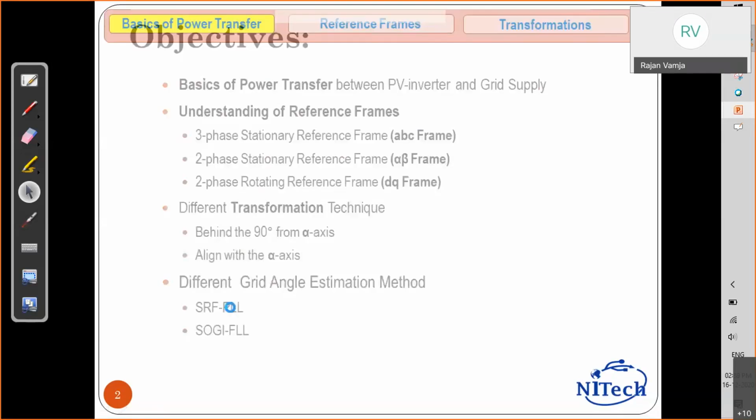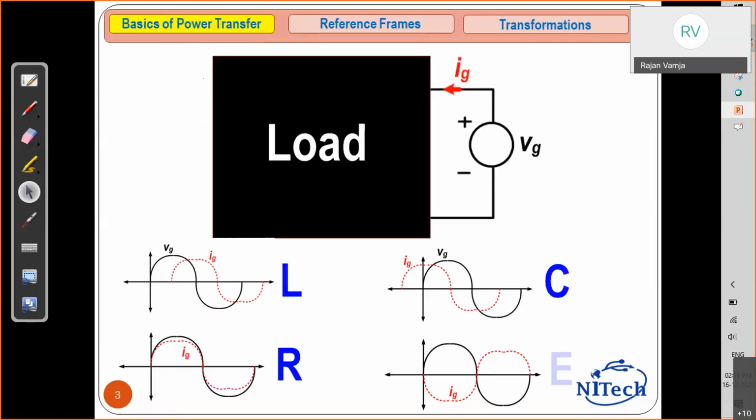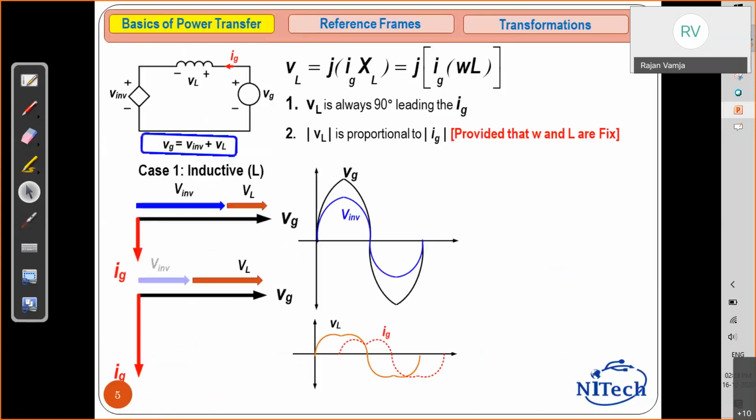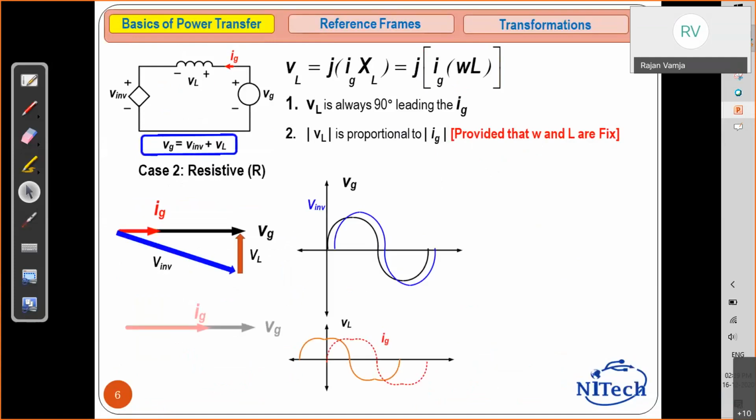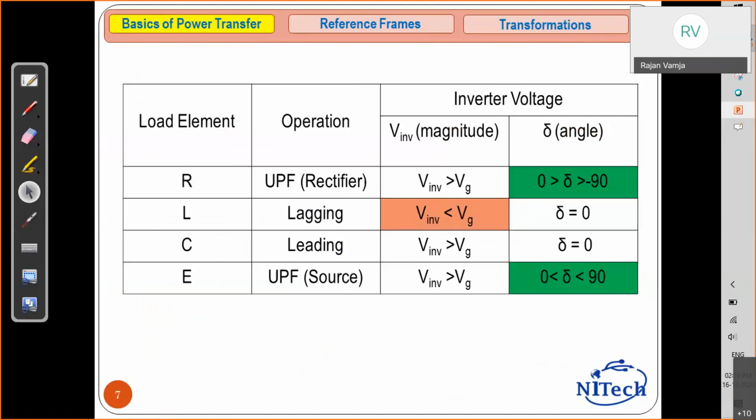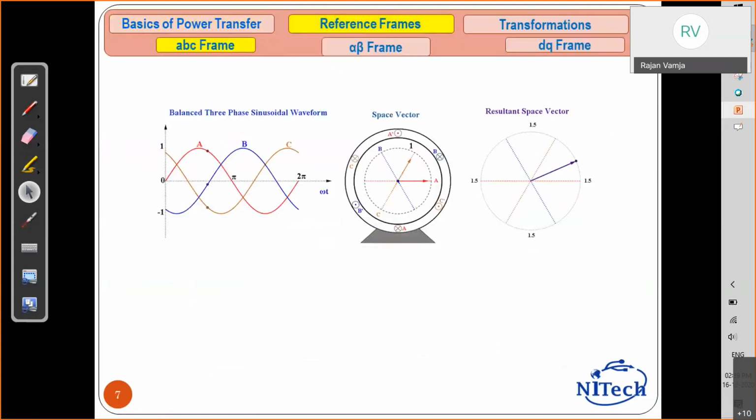So let us start with the first concept. I will skip this basic power transfer because it is not useful for this session. Can anyone respond, what is this? Anyone can unmute their mic and speak. Sir, it is the Park transformation and Clarke transformation.